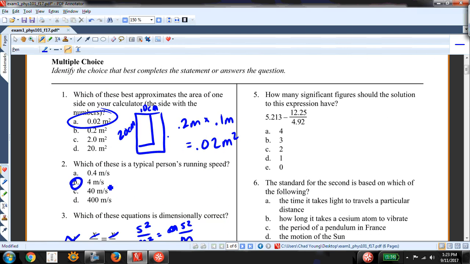How many sig figs should the solution for this have? Well, you sort of have to work this out. So if I do 12.25 divided by 4.92, I get 2.48. So I get 5.213 minus 2.48. And when I subtract these, I'm going to keep 2 decimal places, which will give me 3 sig figs.